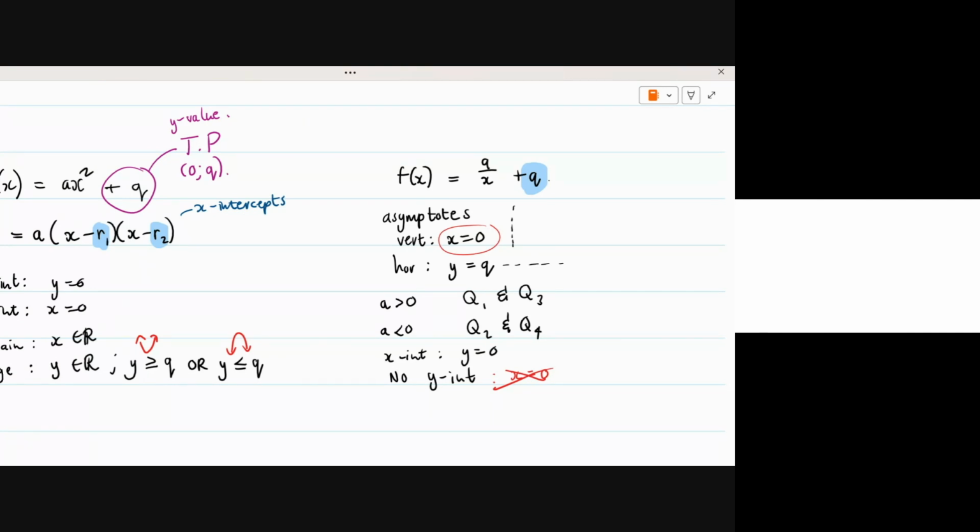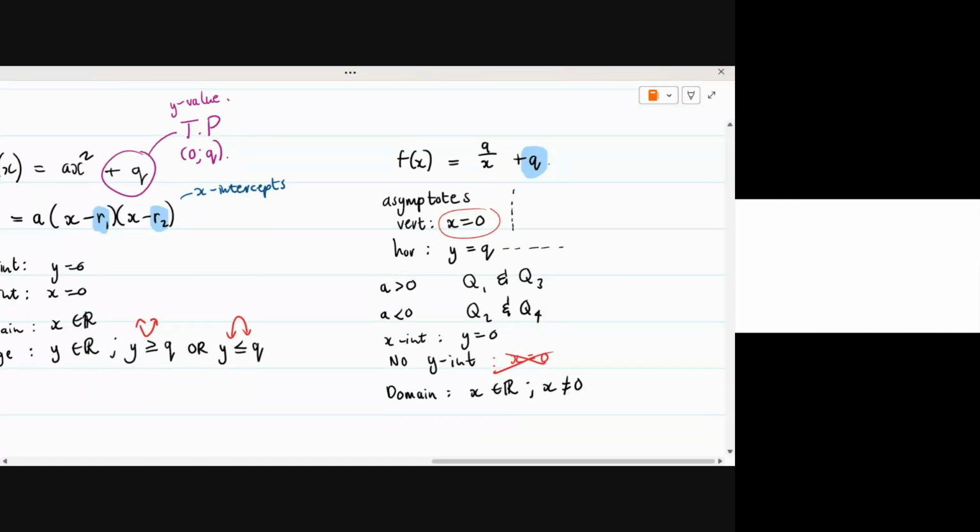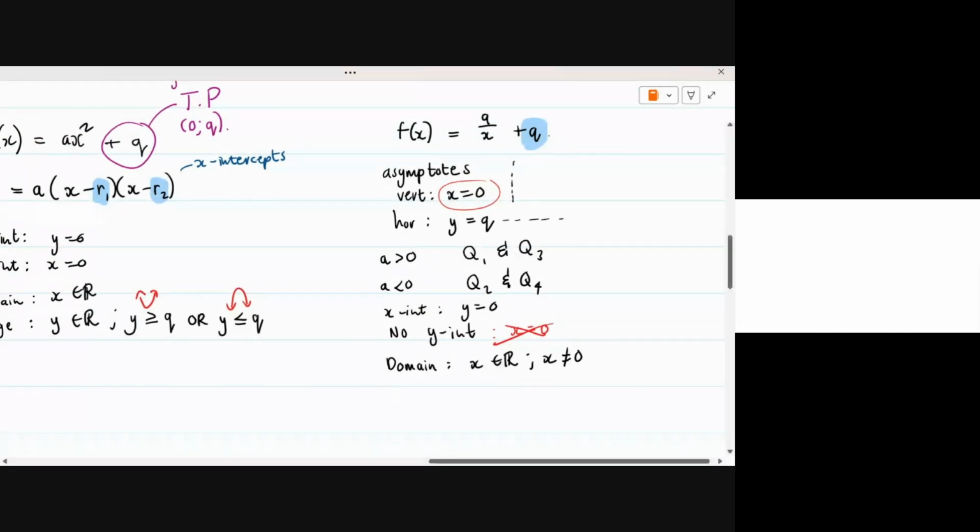All right. Then we've got to remember the domain and the range. As always, the domain: x is an element of all real numbers except x cannot equal 0. It's defined everywhere except at 0. And for our range, y is an element of all real numbers where y cannot equal whatever the q value is. That's what y cannot equal.